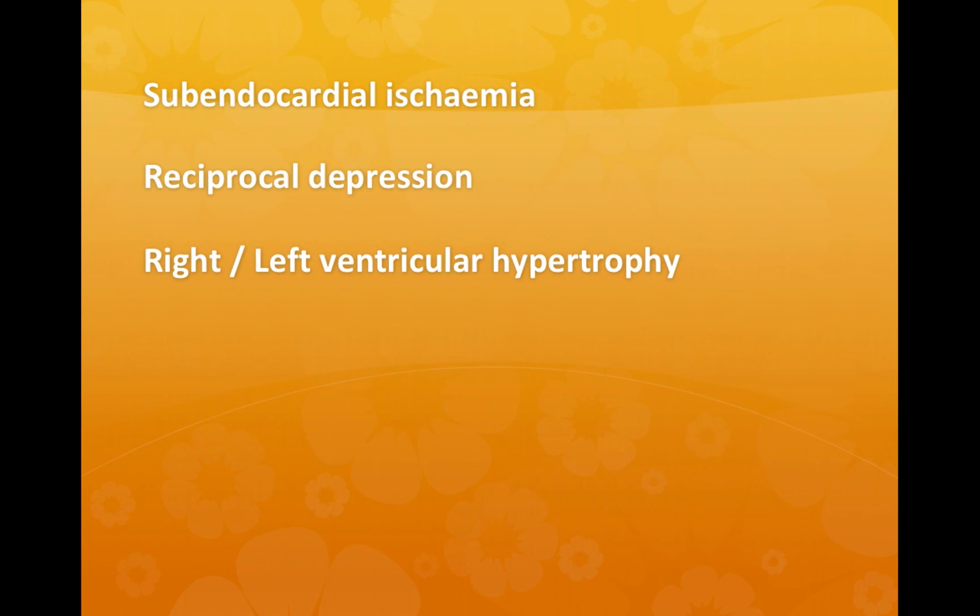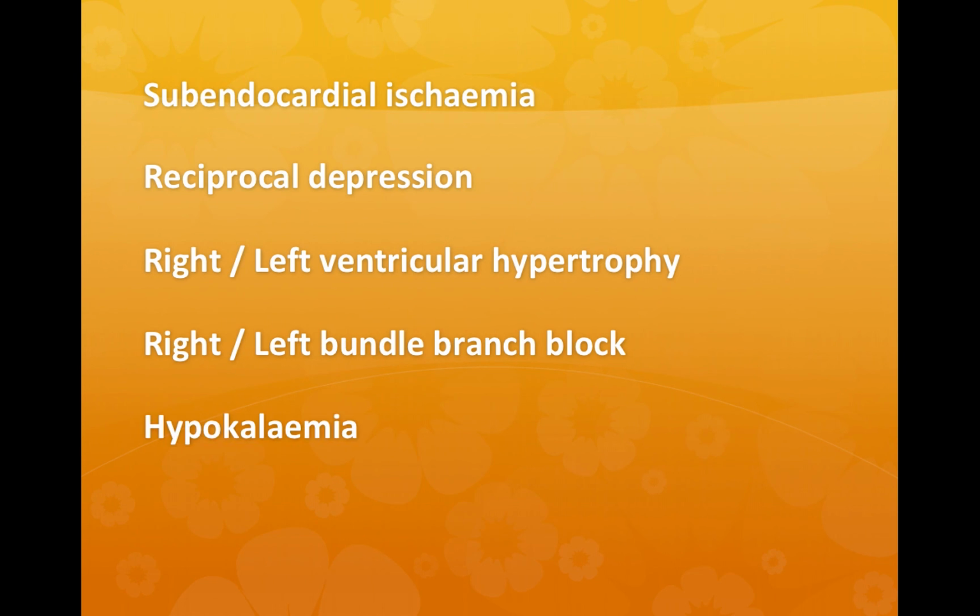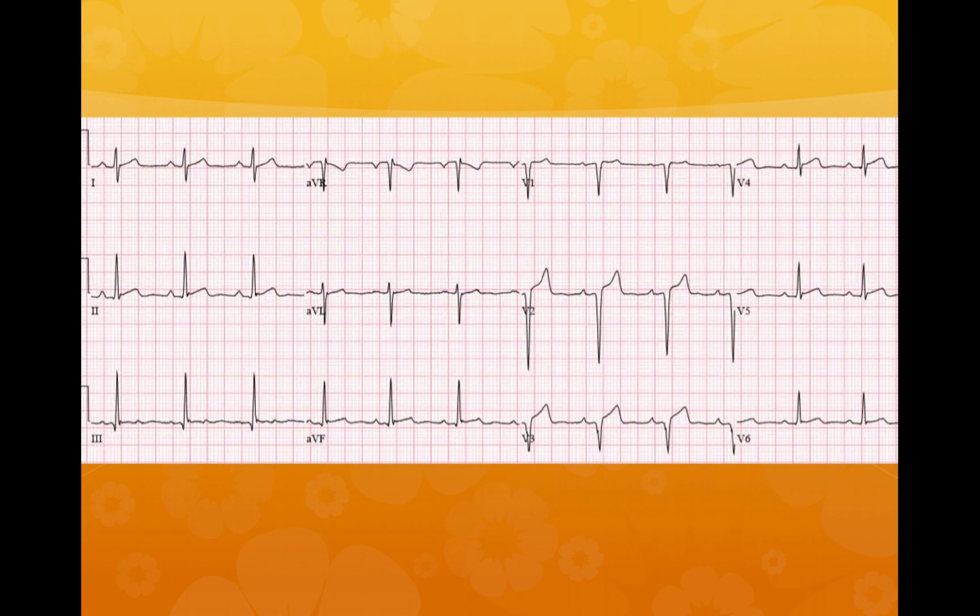So here we have some of the causes of ST depression. So we have subendocardial ischemia, reciprocal depression, which we always want to first rule out before we call it subendocardial ischemia, and we can also have it in right and left ventricular hypertrophy, bundle branch blocks, hypokalemia, and again, pericarditis. And finally, here we have an ECG. So try and use what we've learned so far and figure out what's happening in this ECG.